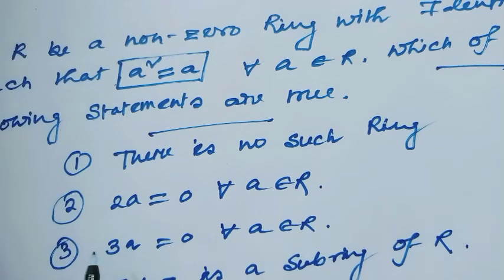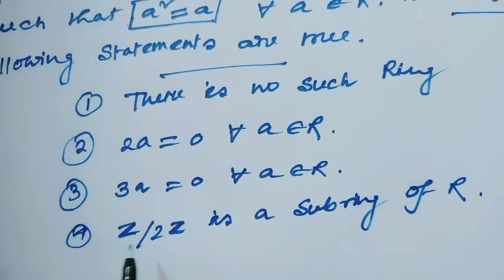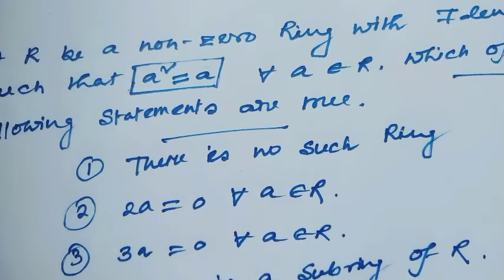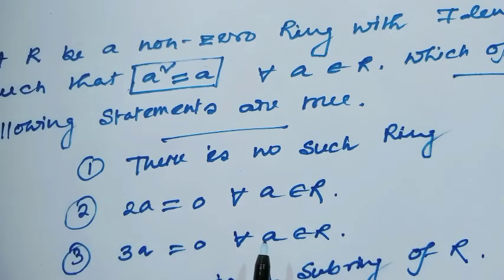Option 1, there is no such ring. Option 2, 2A equals 0 for all A belongs to R. Option 3, 3A equals 0 for all A belongs to R. Option 4, Z mod 2Z is a subring of the ring R. This is a very easy type of question.